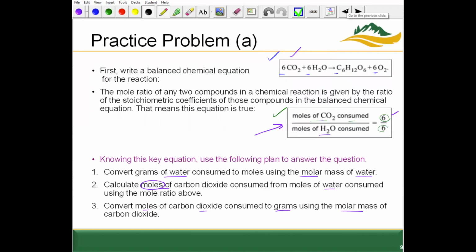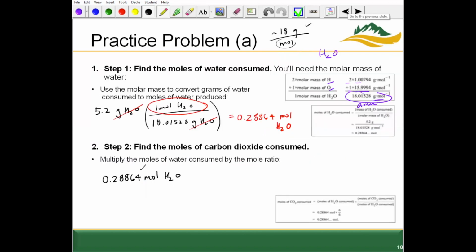The conversion factor we have, for every 6 moles of CO2 that are consumed, 6 moles of water are consumed. Here's 6 and here's 6 for those molar coefficients. So a ratio of 6 and 6 does simplify to 1 and 1, but I'm going to go ahead and write it out fully here. To leave just moles of carbon dioxide in the numerator, we need to say 6 moles of H2O in the denominator, then 6 moles of CO2 in the numerator. Then moles of H2O cancels out, just left with moles of CO2.